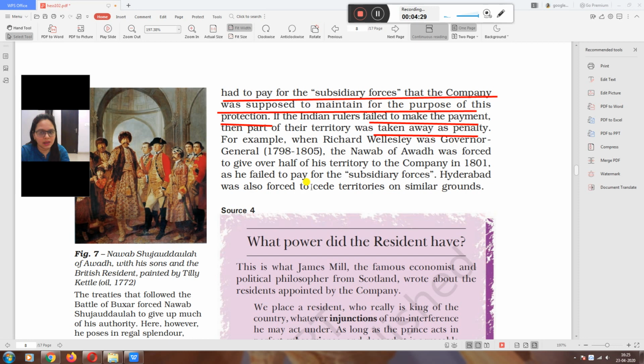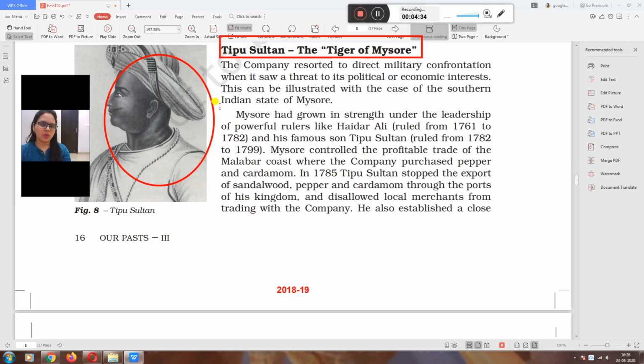Now the most important point is here, Tipu Sultan, the Tiger of Mysore. Yes, Tipu Sultan was known as the Tiger of Mysore. Here you can see the picture of Tipu Sultan. The company resorted to direct military confrontation when it saw a threat to its political and economic interests. When the British East India Company saw a threat to its political and economic interests, then they would use direct military confrontation, then they would attack directly.